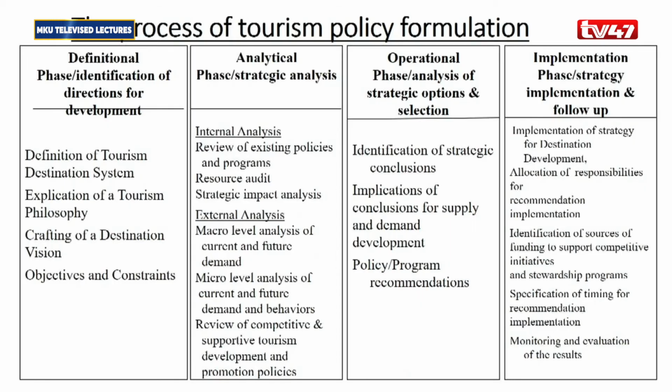We also have what we call the process of tourism formulation. And the process of tourism formulation follows 4 key areas. We have the definition phase, which tries to identify the direction of the development. And number 2, we have what we call the analytical or the strategic analysis. And number 3, operational phase, or analysis of strategic options and selection. And number 4, we have implementation phase, or what we call the strategy, implementation, and follow-up. All these steps are geared toward the formulation process that we'll be looking at later in this unit.